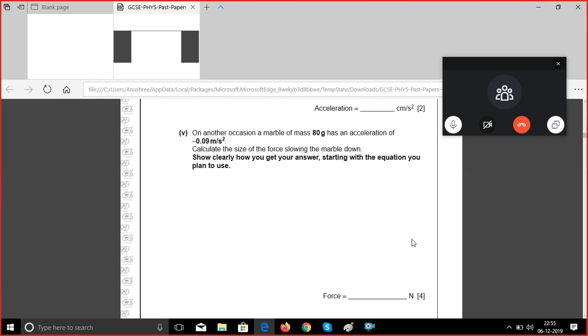On another occasion, a marble of mass 80 grams has an acceleration of minus 0.09 meters per second squared. Calculate the size of the force slowing the marble down. So F equals ma. So mass times acceleration. So the mass was 80 grams times minus 0.09, and that gives us, let me see.